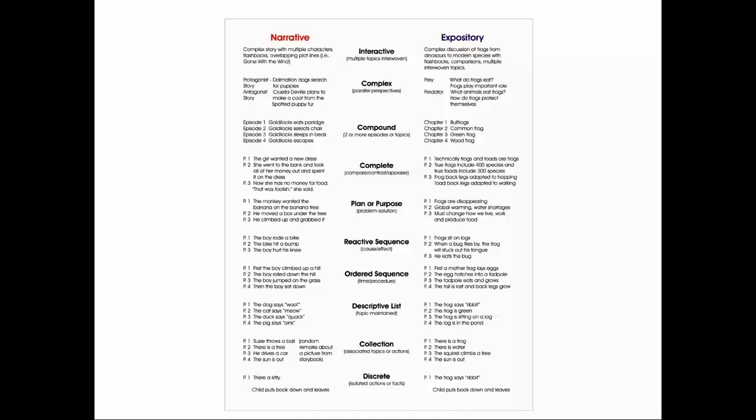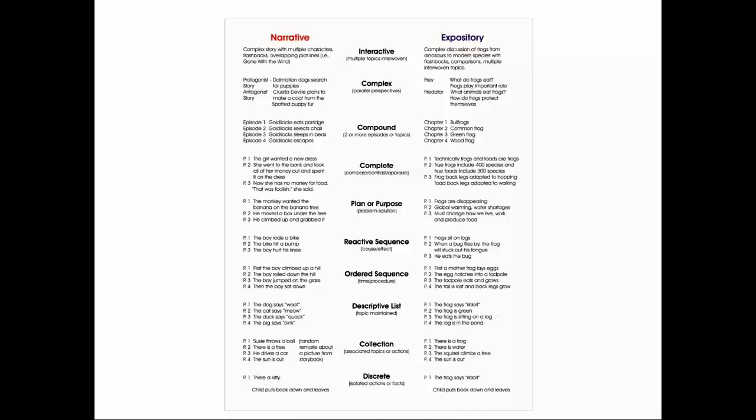A descriptive list, which is the first level where you actually have some topic maintained. The dog says woof, the cat says meow, the duck says quack, the pig says oink would be a narrative, and the descriptive list would be the frog says ribbit, the frog is green, the frog is sitting on a log, the log is in the pond. So they're not very different from each other at that point.